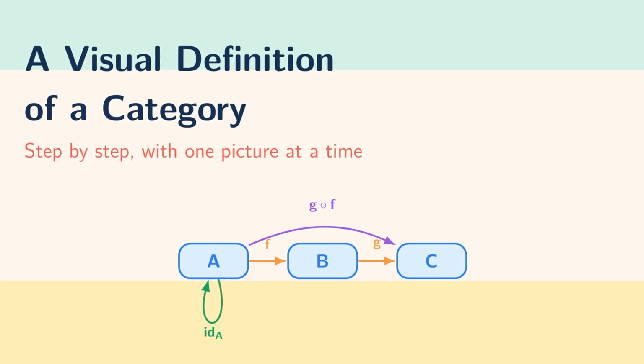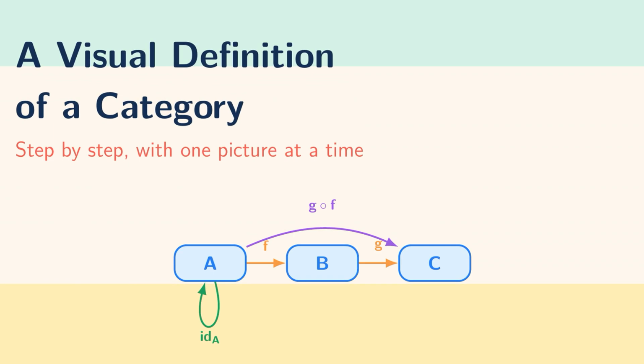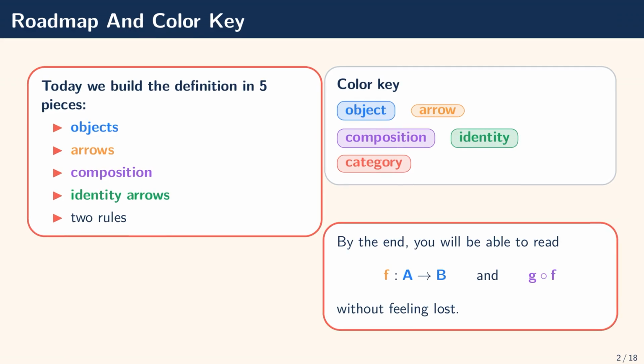Welcome. In this video, we build a visual definition of a category step by step. We will use simple pictures with objects, arrows, composition, and identity maps, so the main ideas feel concrete from the very beginning. Here is the roadmap.